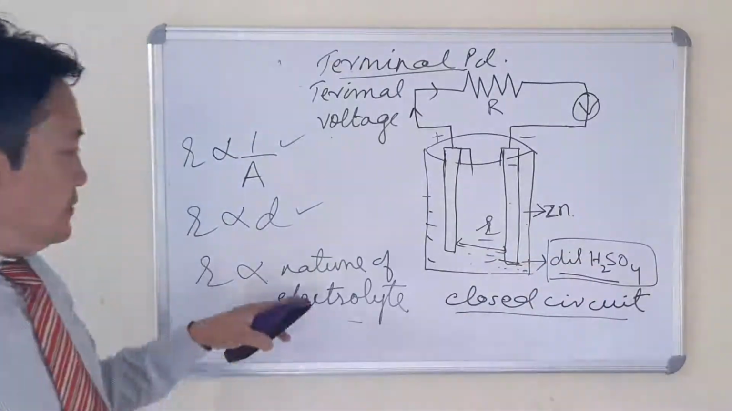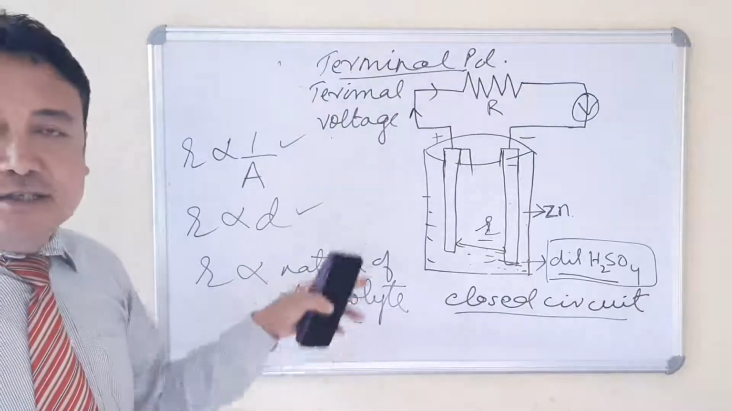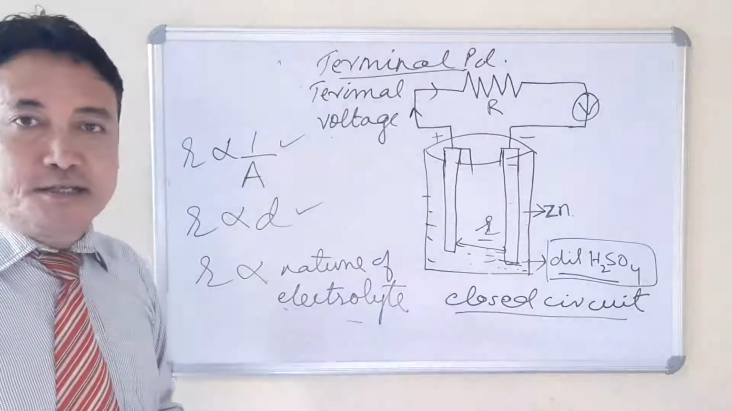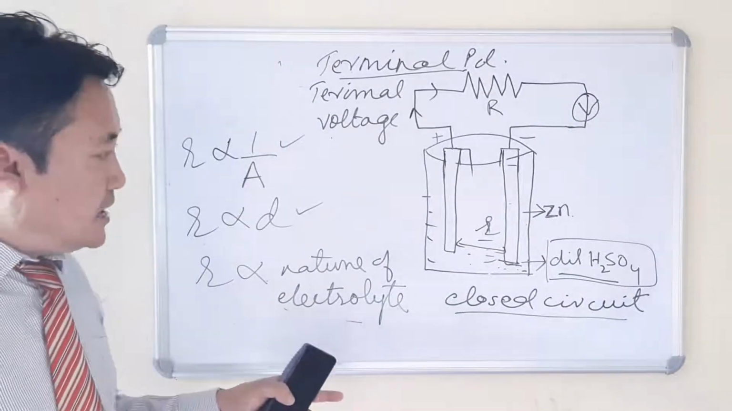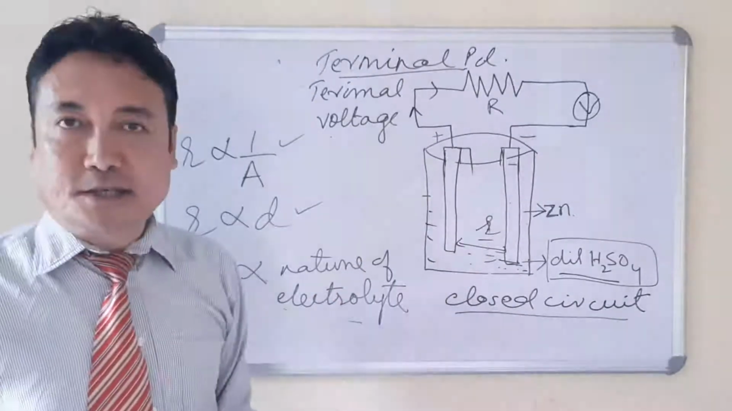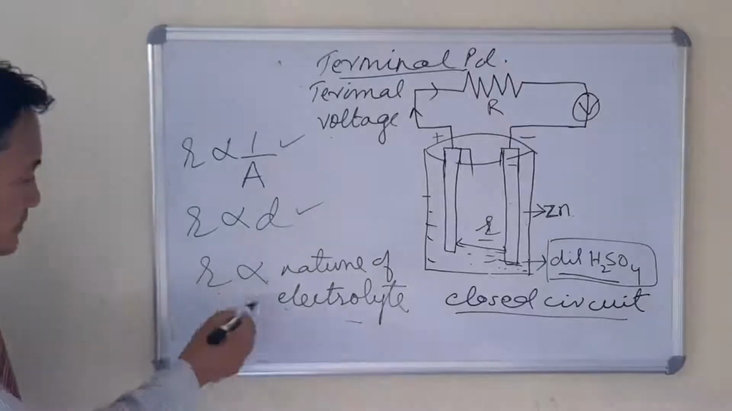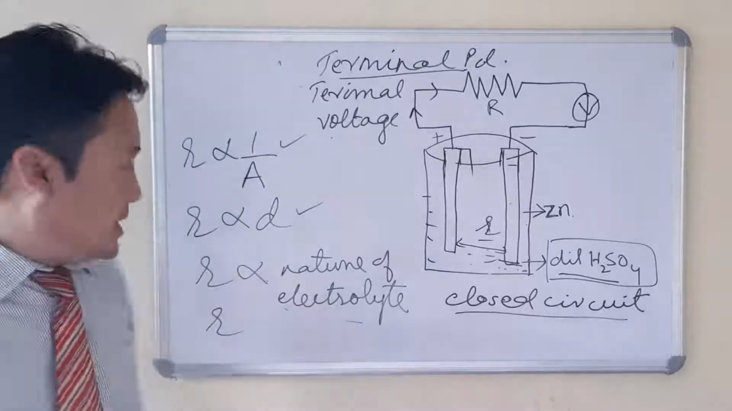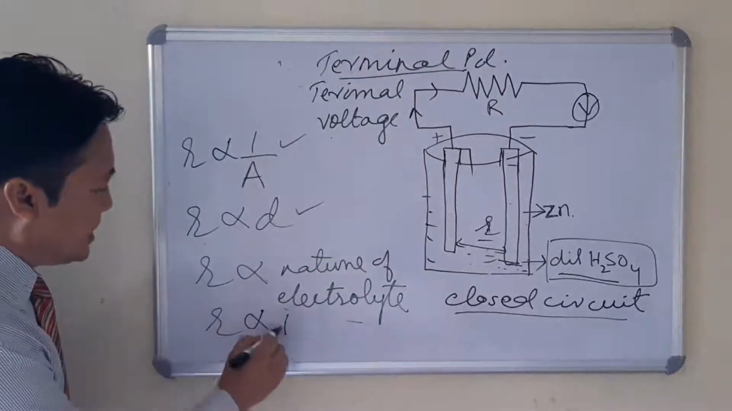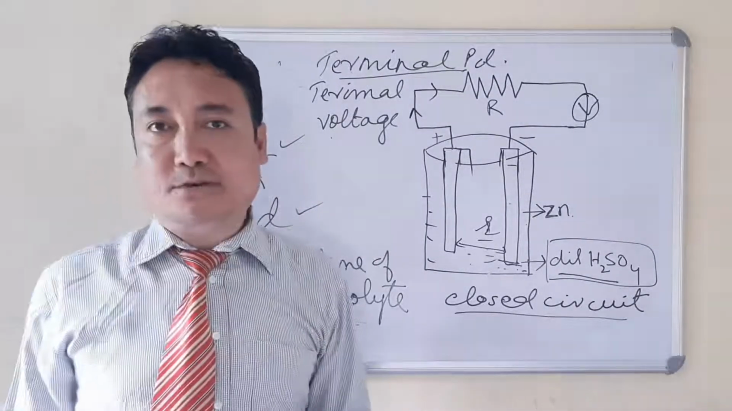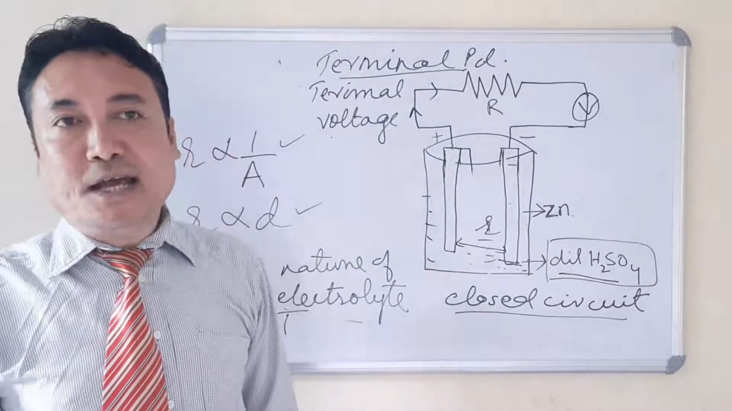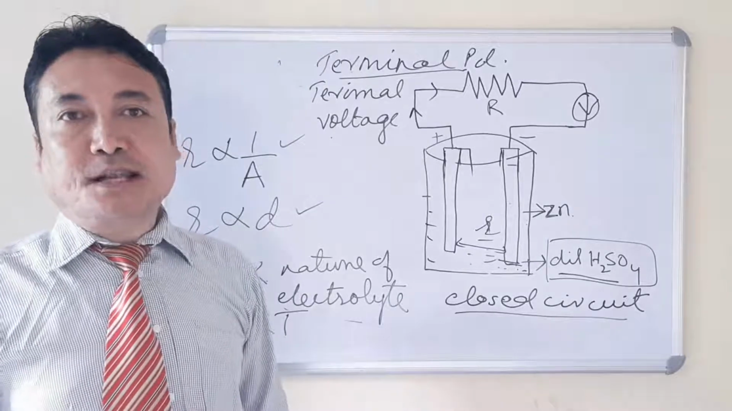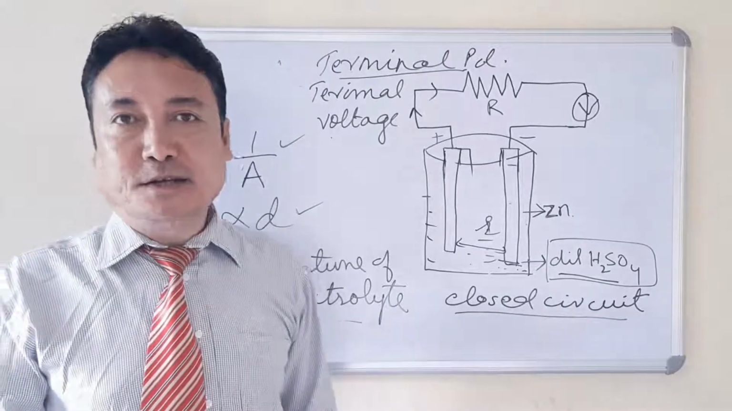So therefore, nature of the electrolyte: higher the concentration of the electrolyte, more will be the internal resistance. Lower the concentration of the electrolyte, lesser will be the internal resistance. So this is number 3. And number 4, the last one, is the temperature of the electrolyte. Internal resistance is directly proportional to the temperature of the electrolyte. Higher the temperature, more will be the internal resistance. Lower the temperature, lesser will be the internal resistance.